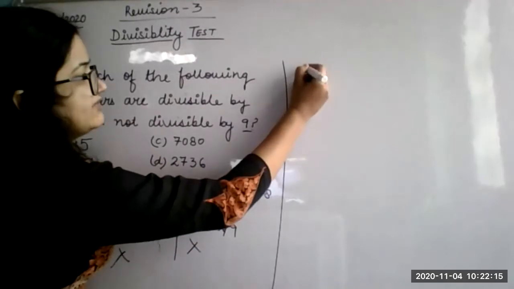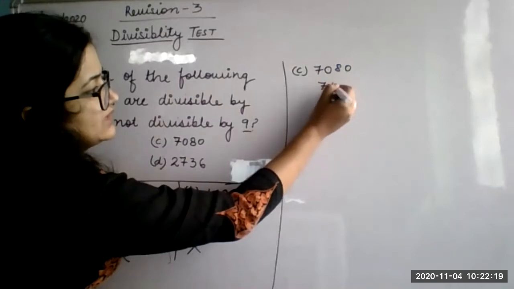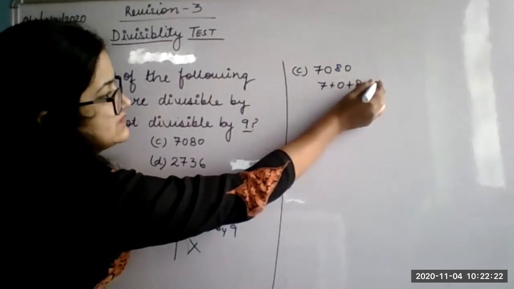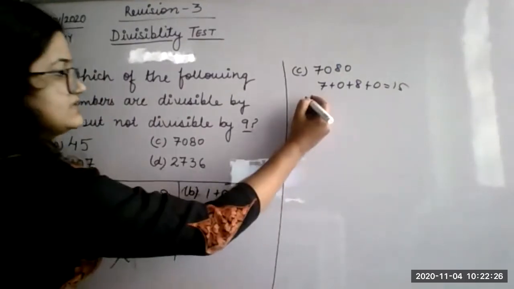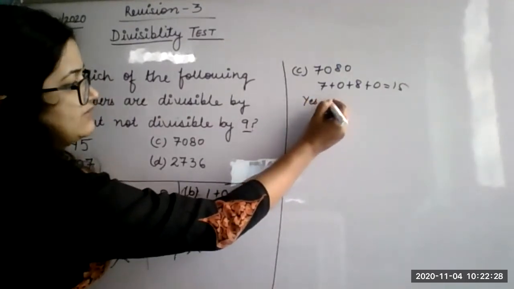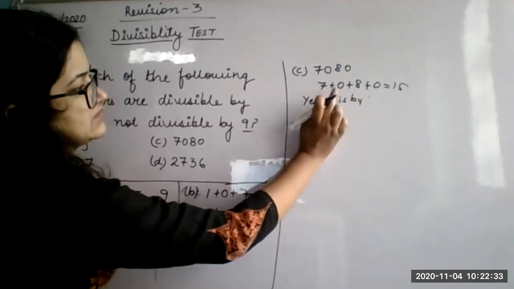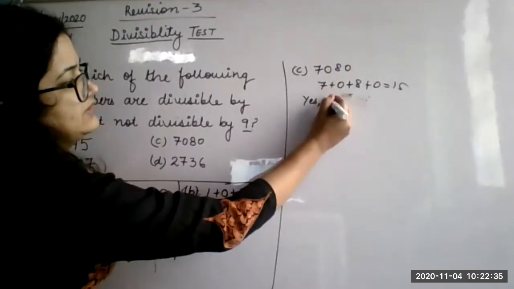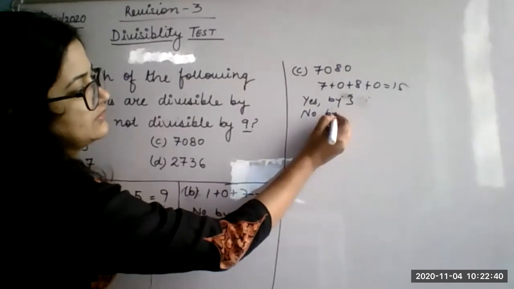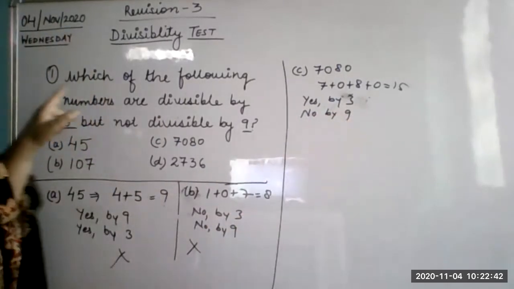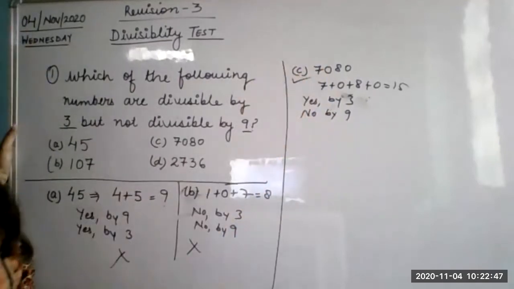Now next, C part, it's 7080. 7 plus 0 plus 8 plus 0, so total is 15. 15 is divisible by 3? Yes, 15 is divisible by 3. Yes for by 3, no for by 9. They are asking the same question, which are divisible by 3 but not by 9. That means this one is the correct.